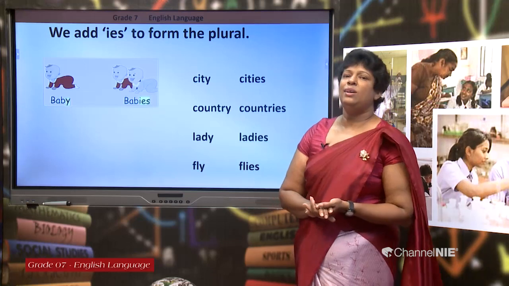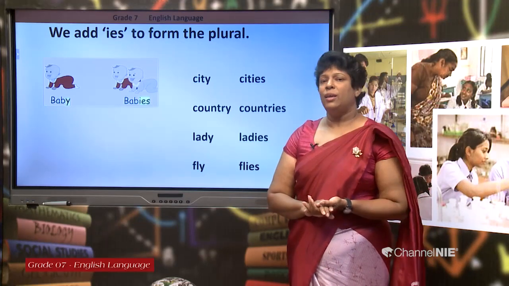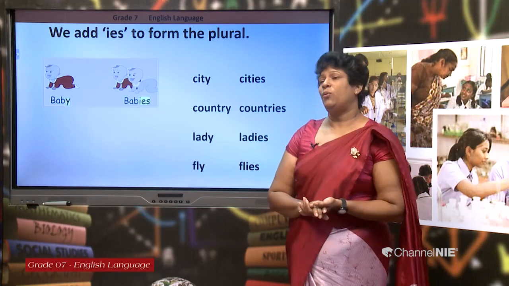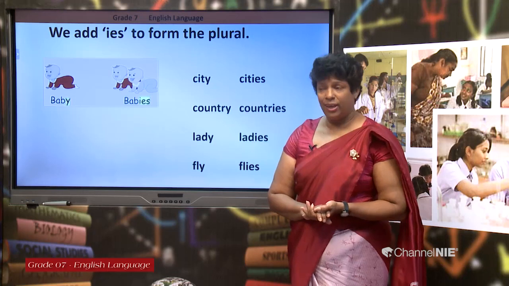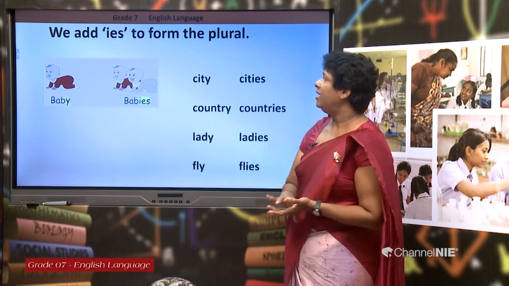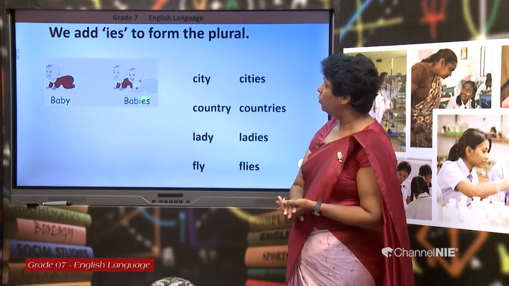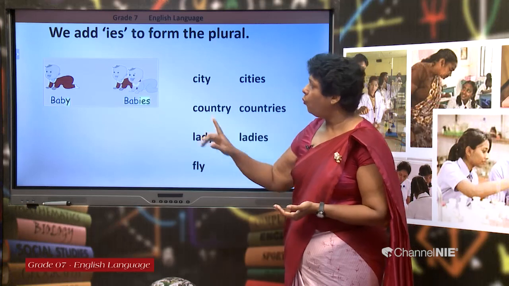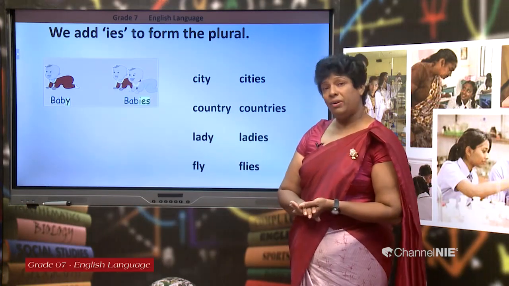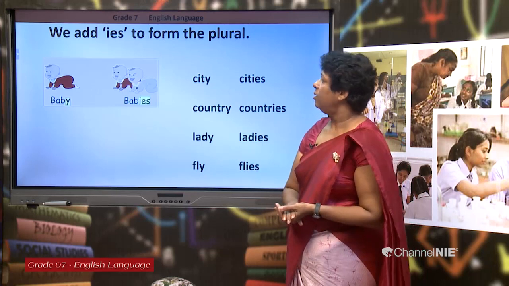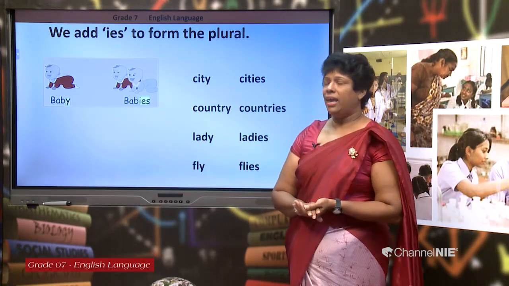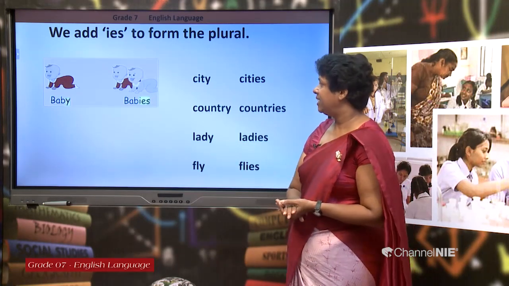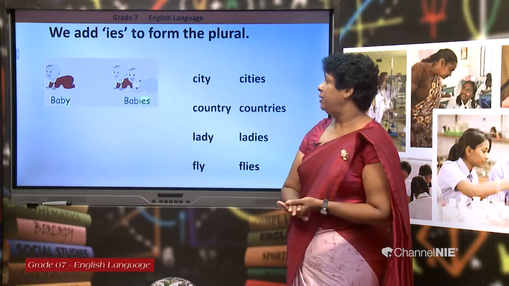Now, the third way of forming plurals. You may sometimes get this incorrect. Therefore, study it very carefully. We add ies to form the plural. Now, you can see there is a nice baby there. One baby. How do we write baby? B-A-B-Y. You can see Y is highlighted and there are 2 babies.